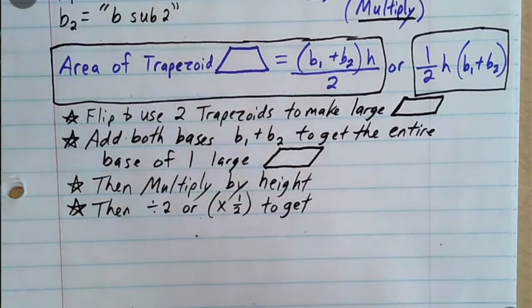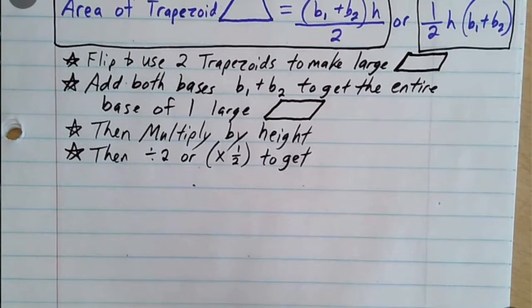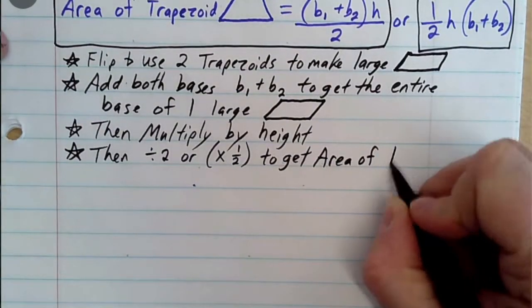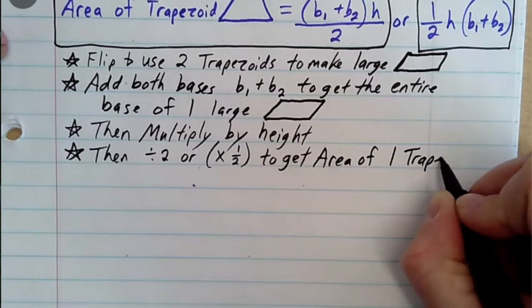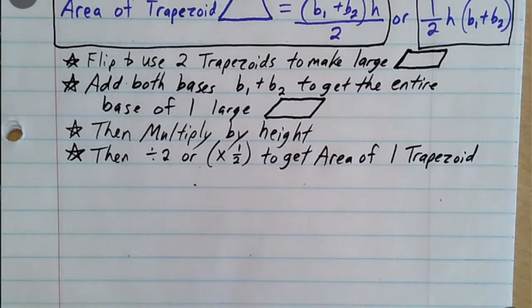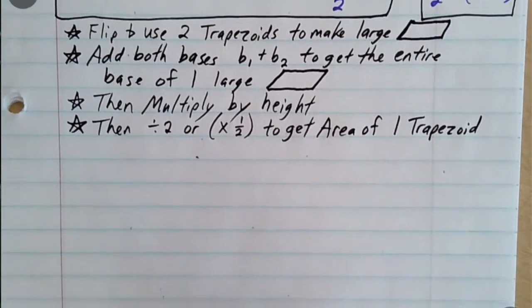to get the area of one trapezoid. And if we need to watch that video again to help explain, that was explaining that video that you saw. So now we just need to practice trapezoids. We need to practice seeing them, what to do with them, so that you feel confident when you see a trapezoid, you know how to find its area.